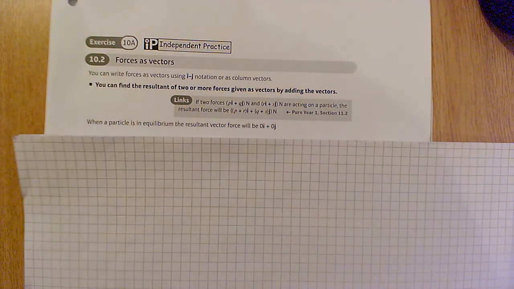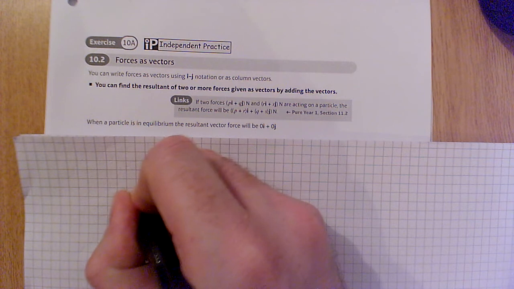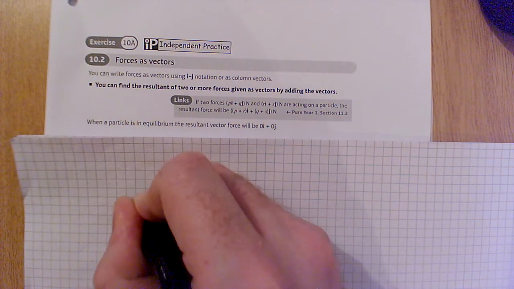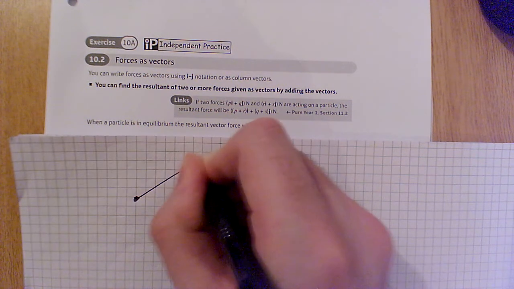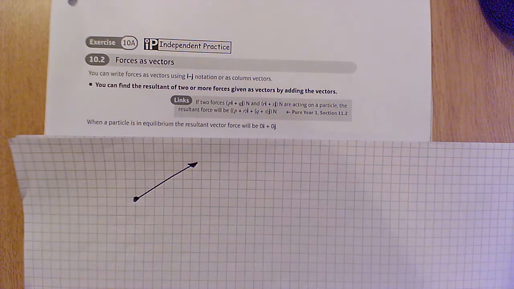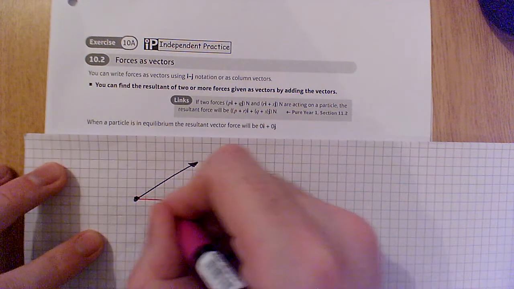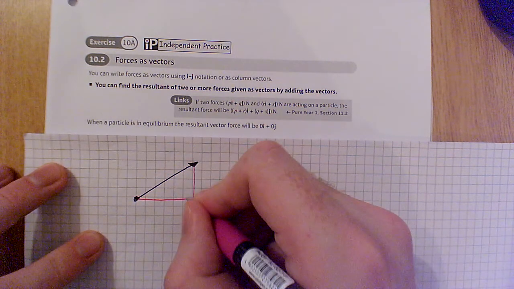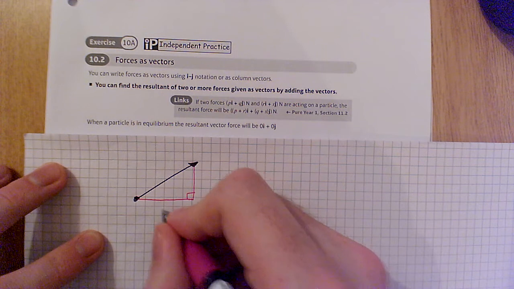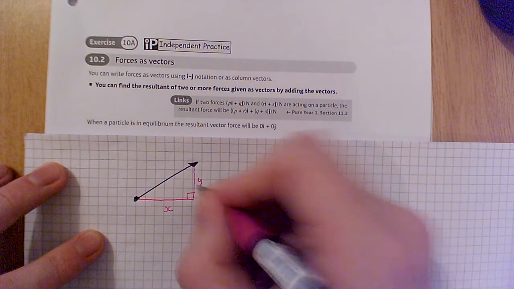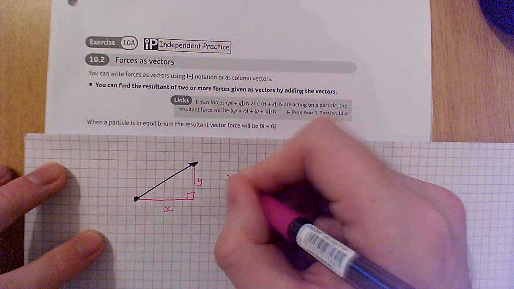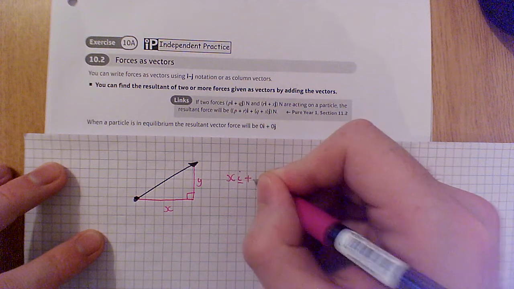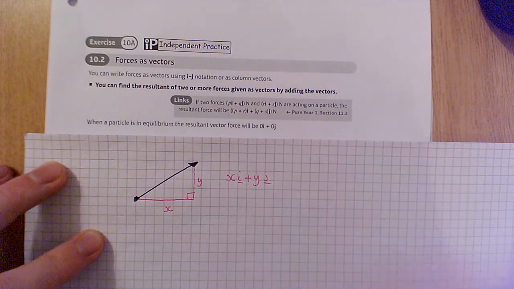Right, so we're going to start by going back and having a look at lesson 10.2, forces as vectors. And this basically says that any vector, which you'll be familiar with from previous work we've done on vectors, can be written as a combination of an i component and a j component. So how far to the right we've gone, if we call that x, and how far up we've gone, call it y, then our black vector would be xi plus yj.